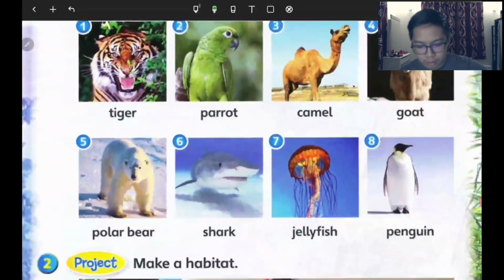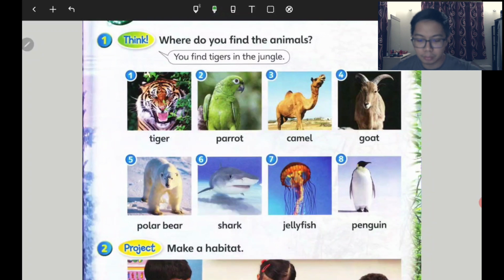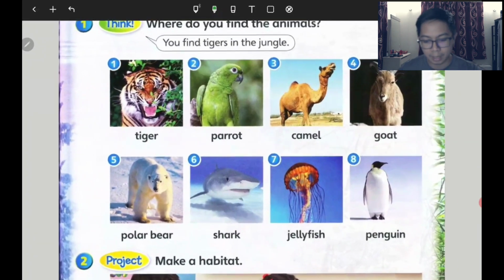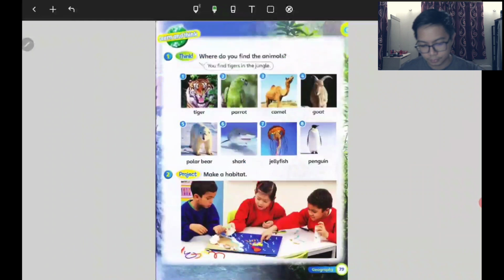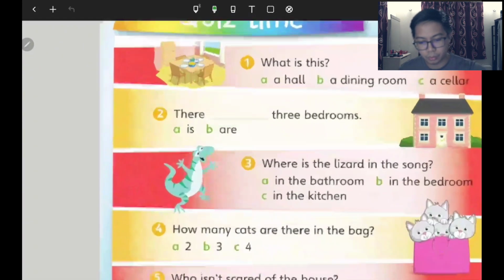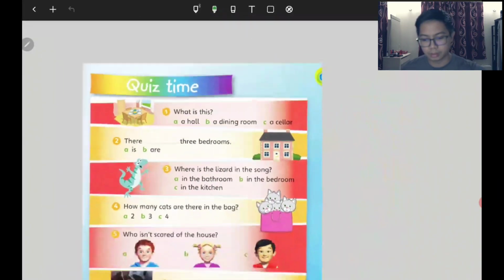So don't study this one only. You have to explore the other animals, just in case the quiz asks you about other animals than these 8. Okay, you need to know widely about some other animals. Where do they live? Which habitats? Okay, and these are some of the quiz that we have done as well. You can try to answer them as well as your revision.